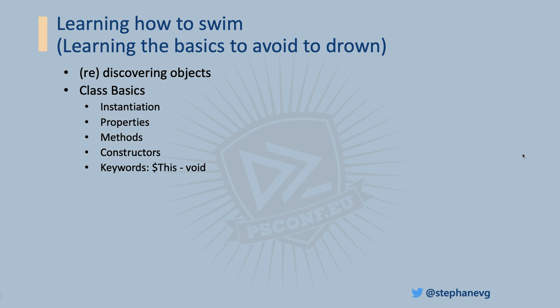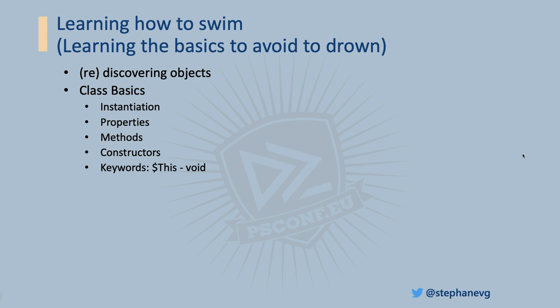So learning how to swim, or learning the basics to avoid drowning. If you want to go into the sea and you don't know how to swim, you have a very high chance of drowning, except if you stay close to the shore. But there are some rules you need to know to be able to swim. You need to move the legs at the same time as the hands, and if you don't do that, you have big chances to drown. You might not die, but you can at least drown a little bit.